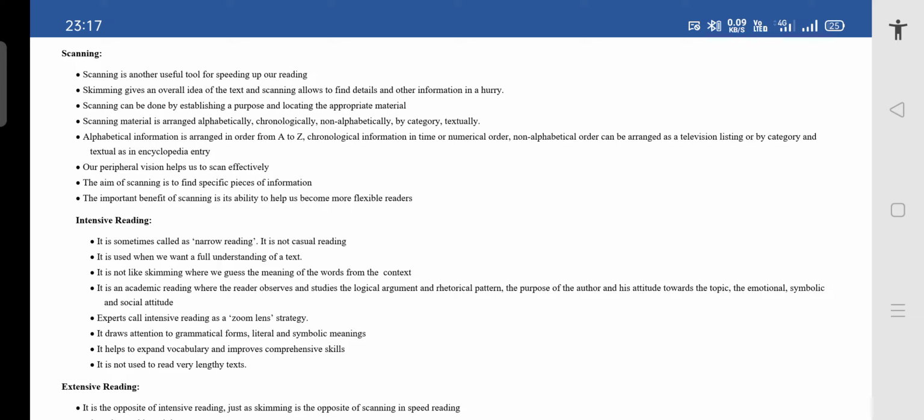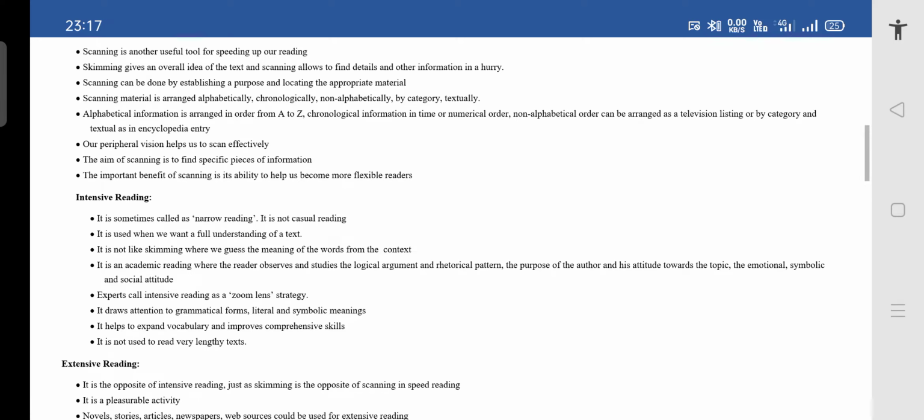Our peripheral vision helps us to scan effectively. The aim of scanning is to find specific pieces of information. The important benefit of scanning is its ability to help us become more flexible readers.